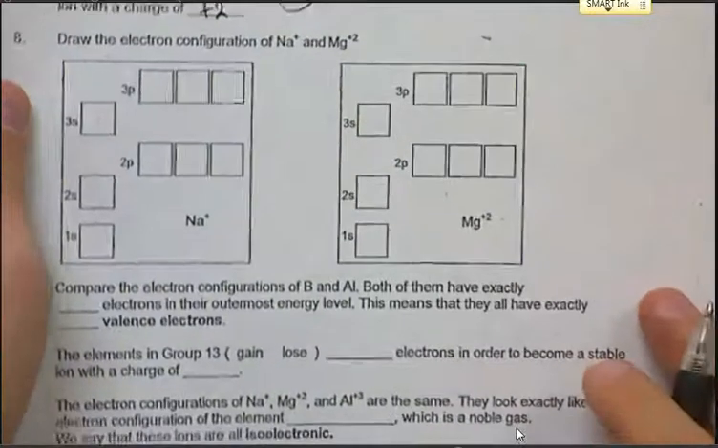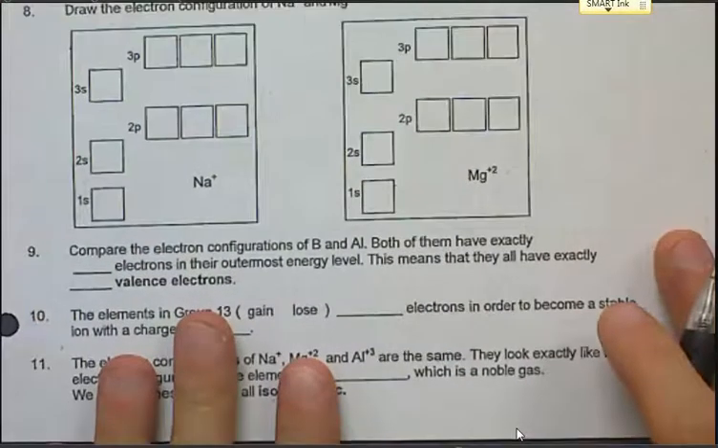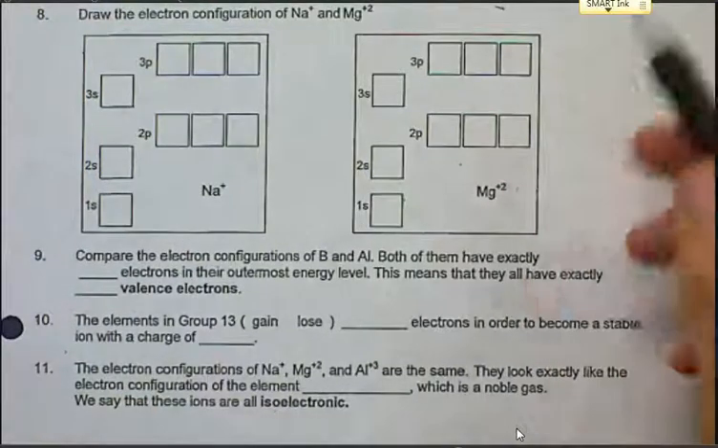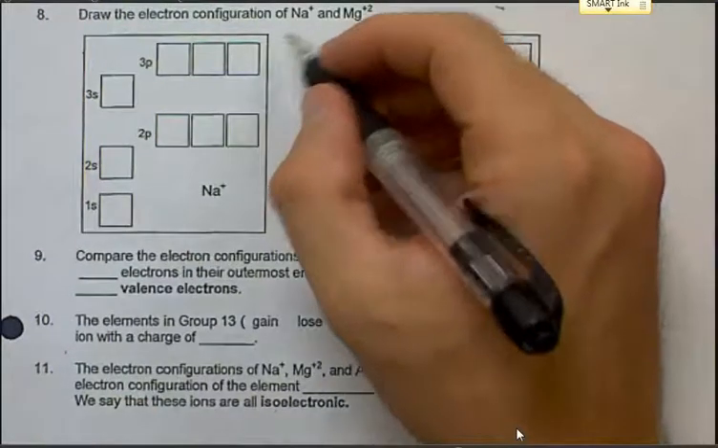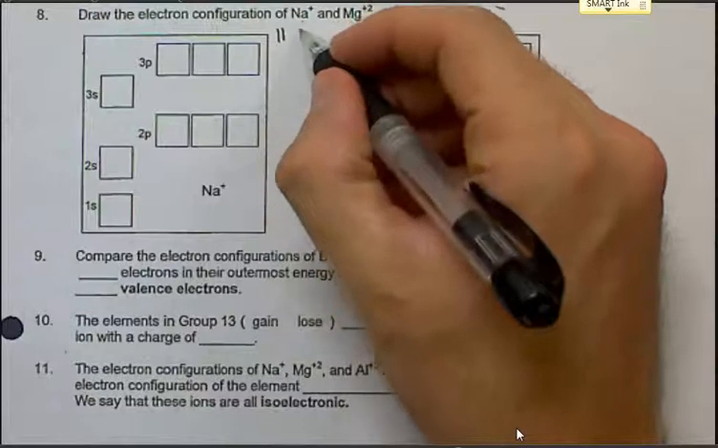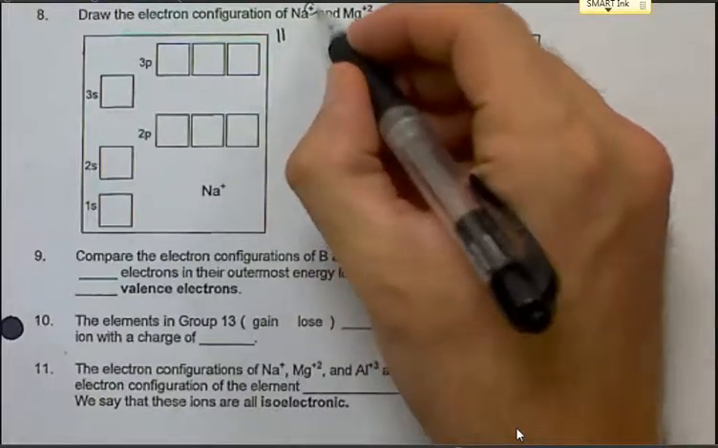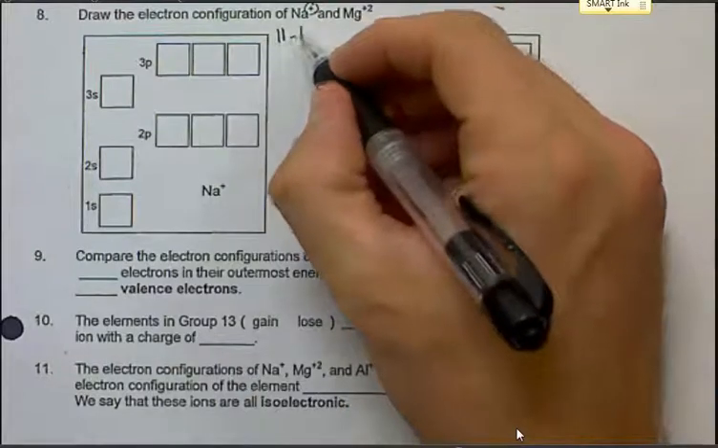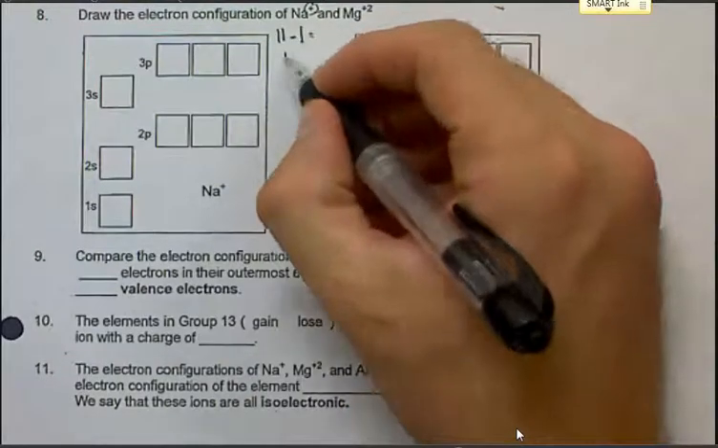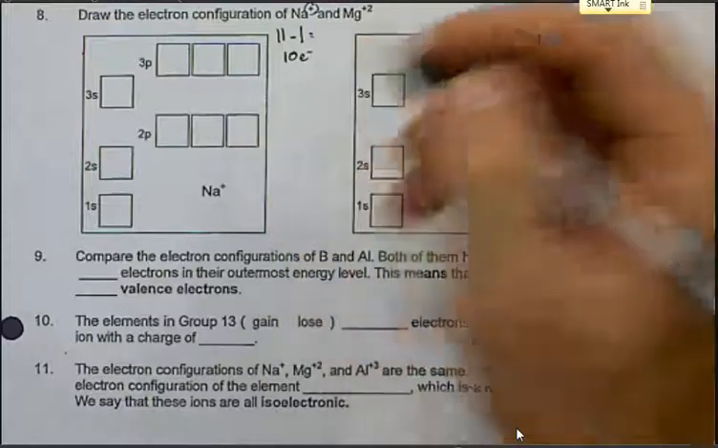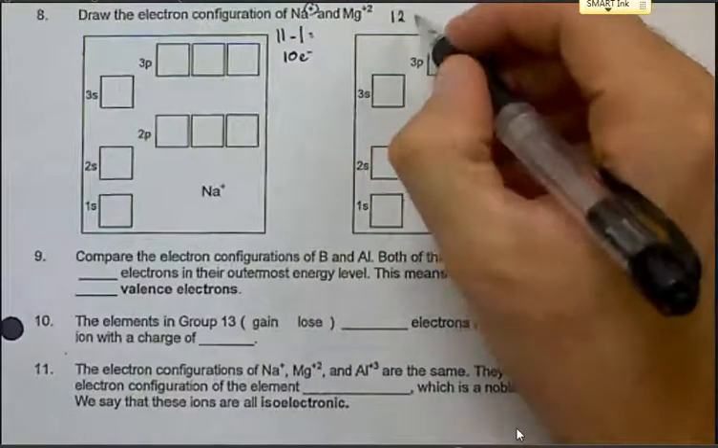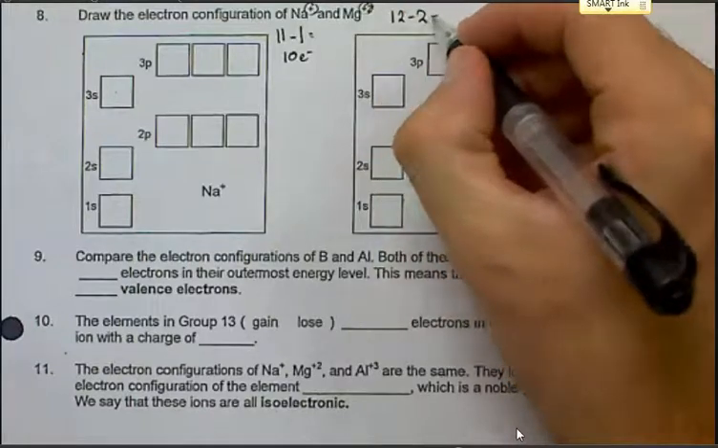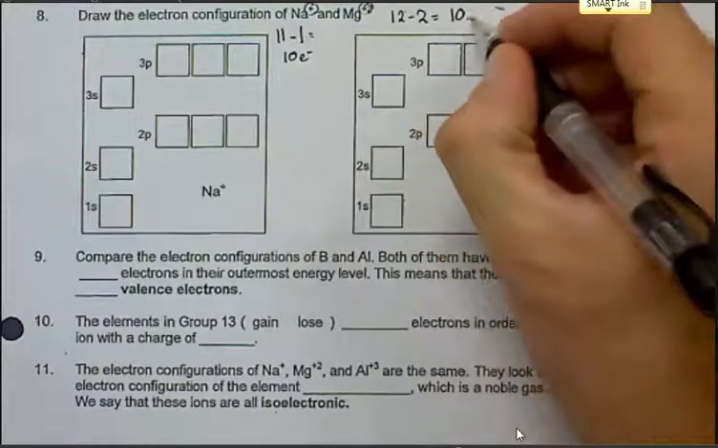Okay, so we're going to figure out the electron configuration of sodium plus and magnesium 2 plus. Well, sodium plus we already figured out. It's got 11 electrons to start off with, and this positive charge means that it's already lost 1. So it's going to lose an electron and end up with 10. Magnesium starts off with 12 from the periodic table. The plus 2 means that it's lost 2, which means now it has 10 electrons.